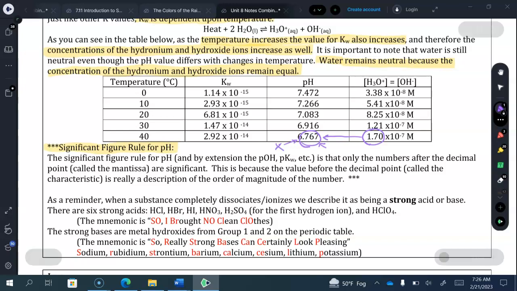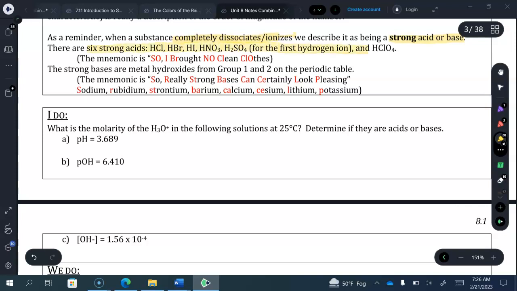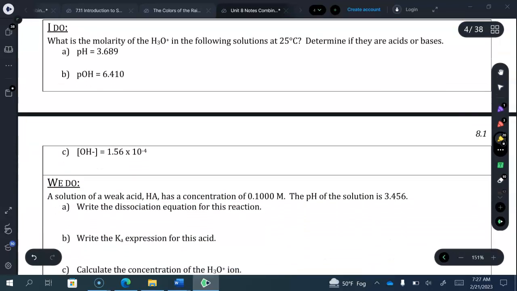As a reminder, when a substance completely dissociates or ionizes, it's considered a strong acid or strong base. The 6 strong acids are as follows here, where for sulfuric acid, only the first hydrogen ion is considered strong. Strong bases are the hydroxides from groups 1 and 2. This excludes beryllium and magnesium because they're small and very densely charged. And we'll get into the why of those in a later section.